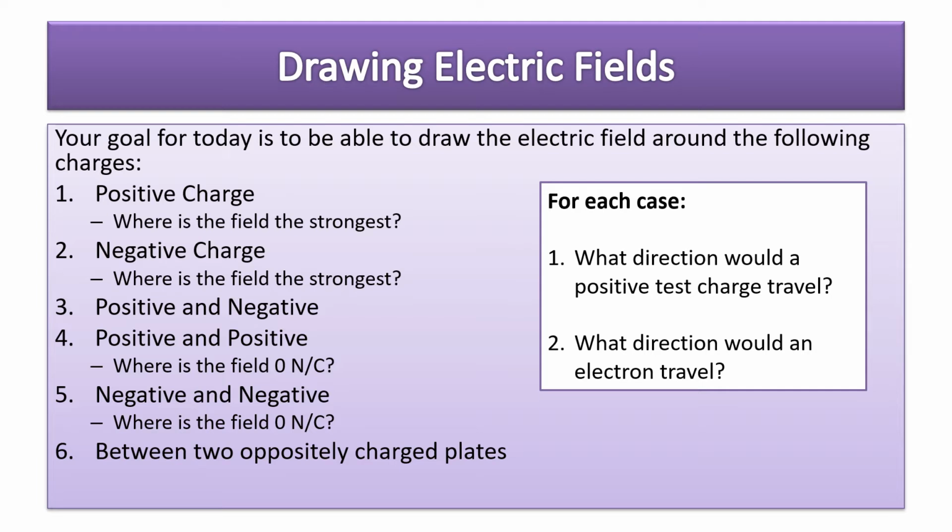And then between two oppositely charged plates. So instead of just point charges, we'll do an example where there are two metal plates, and we'll draw the field between those oppositely charged plates. And for each case, we want to know what direction a positive test charge would travel. So we'll draw a little positive test charge and show the direction that it would go. And then also, what direction would an electron travel, a negative charge, if it was placed in that field? And then for number 6, where is the field the strongest?